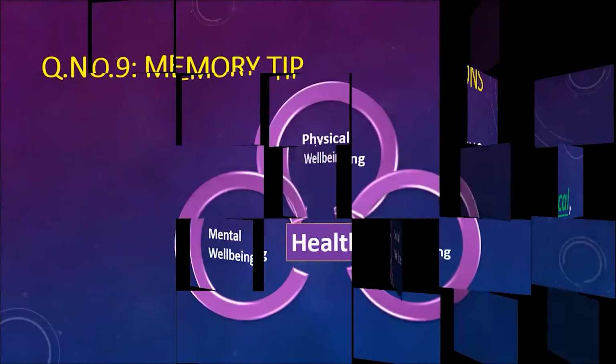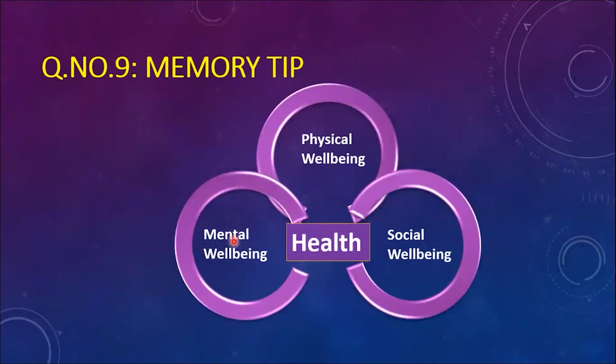So if you like to know in detail about this, you can see the description below. There is a link about physical, mental and social well-being. So this is the memory tip. So you remember physical, mental and social well-being. If you remember this, you can easily remember this definition.